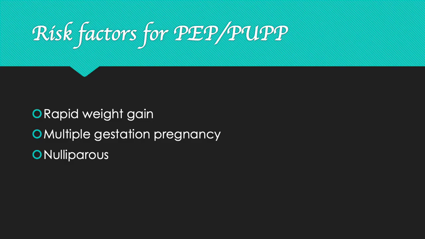Some of the risk factors for developing this condition are rapid weight gain in pregnancy, multiple gestation, and nulliparity. One other distinguishing thing between this and one of the next rashes that we're going to discuss is that this rash is a little bit less likely to reoccur in subsequent pregnancies.